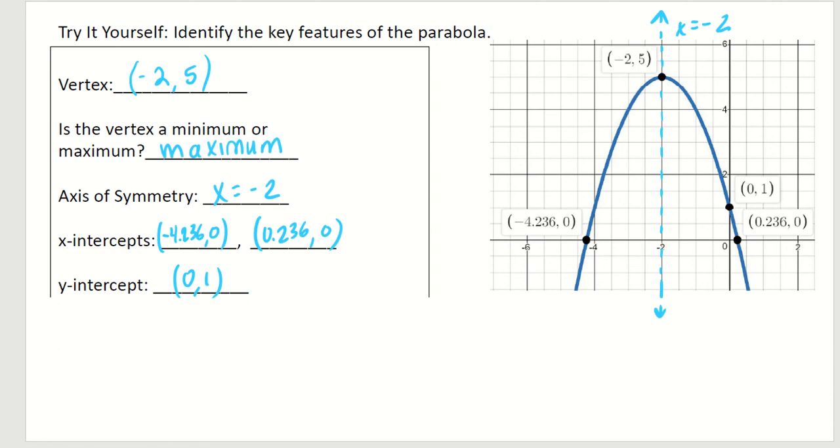All right, here are my answers. First of all, the vertex is at (-2, 5). This vertex is a maximum. The axis of symmetry is x equals -2. Your x-intercepts are (-4.236, 0) and (0.236, 0). And the y-intercept, where it crosses the y-axis, is at (0, 1).